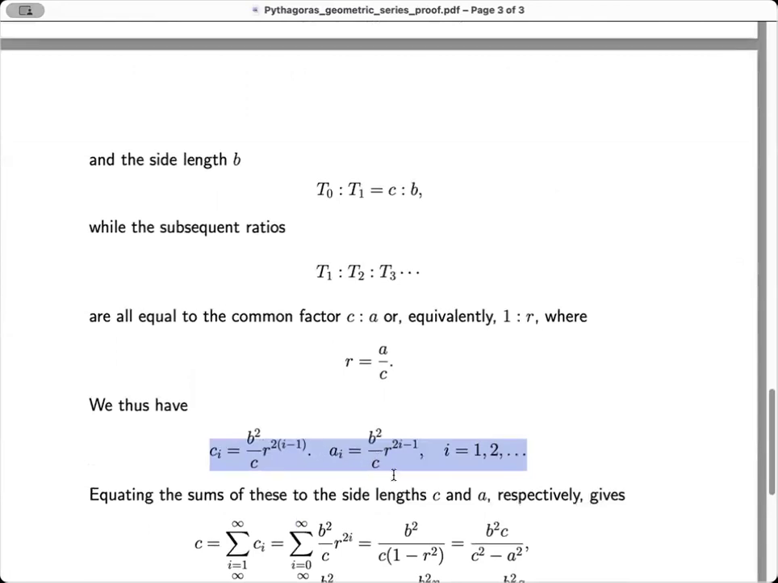And from there on, the ratios are all a factor of r, which is a over c, times the previous one. So c1 is b squared over c. A1 is c1 multiplied by r. So that would be i equal to 1. If i is 1, this is r to the power of 1, so it's b squared over c times r. And then we go from A1 to A2, we get another factor of r, and the general formula goes up by powers of r squared for the ci's, and for the ai's by powers of r squared. But alternating between the two, it's always the same ratio r.